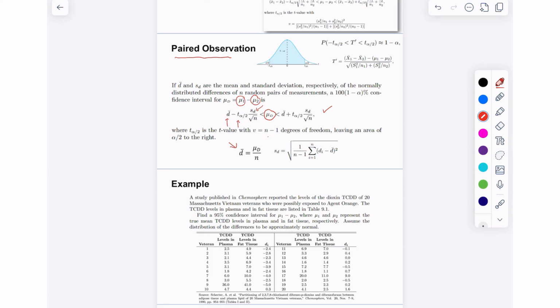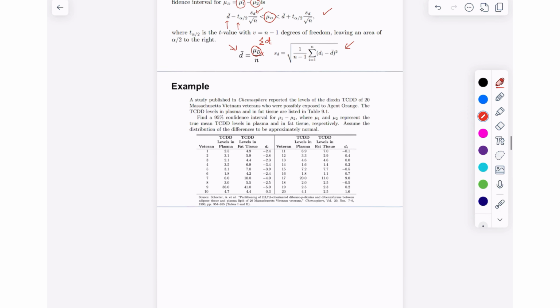Okay, but this is actually wrong. This is not mu d. Mu d is the one that we want to estimate. So this is supposedly the summation of di, that is, the summation of the differences between the two observations, the paired observations. Divide by n to find d bar, and this is the standard deviation for the difference. Okay, so we go directly to the example.